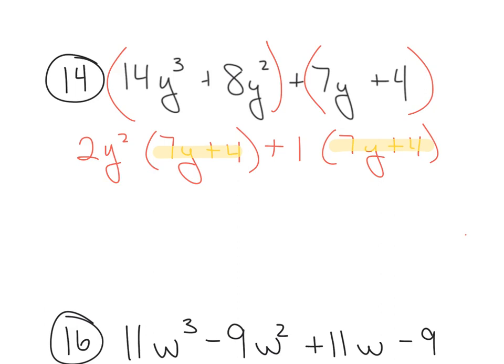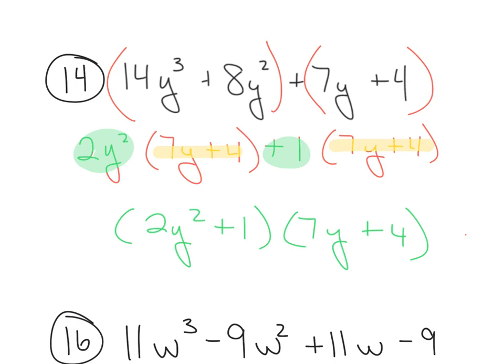When you do that, then when you rewrite it, remember, we're going to put together your outside numbers. So you're going to get 2y squared plus 1. Okay, so outside numbers go together. And then rewrite the inside, 7y plus 4.